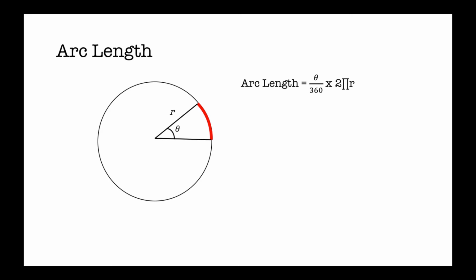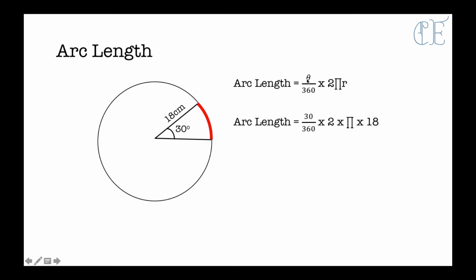So let's have a look at an example. Here we have a circle with an arc length here and an angle at the centre of 30 degrees and a radius of 18. So this is the formula that we need to use. We just need to input all of our information. So 30 would go there because that's the angle at the centre, divided by 360 times by 2 times by pi times by r, which is 18, as it tells us here. So all we need to do now is work that out.